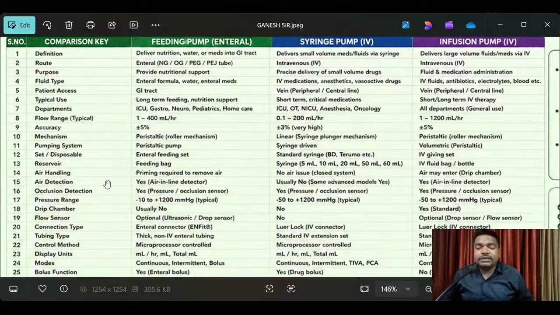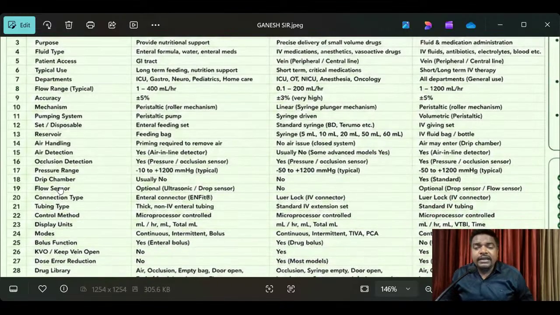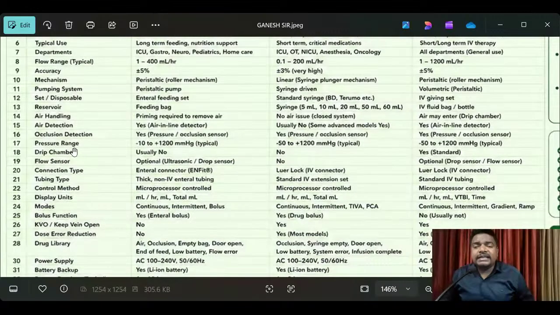Okay, right. Now come here. The 17th point, pressure range, I have explained. Now we come to the 18th point of the comparison key, drip chamber. These are very, very important. Please keep in your mind what I'm saying here, my dear engineers. Listen carefully and take it seriously, in a professional way. Okay, right, let me explain right now. Come to the point, drip chamber.